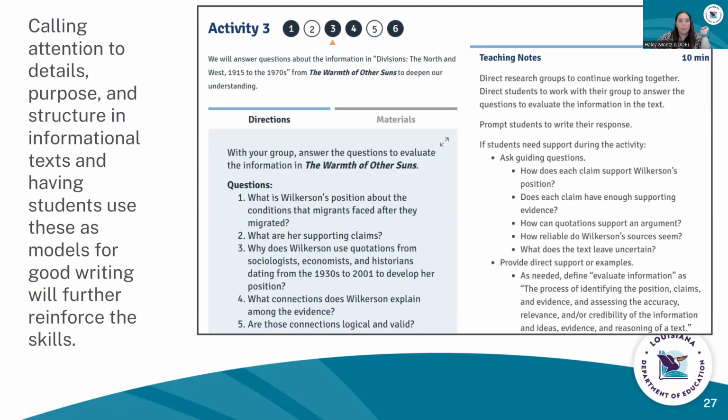Then when you're actually looking at your text, calling attention to details, to author's purpose and structure in informational text, and having students use this as models for good writing is going to really further reinforce those skills, because not only are you having them do it in their own writing, you're having them look at examples of it in already established writing as well. And the more chances they get to work with, to see, to talk about that skill, the more likely it is to stick.